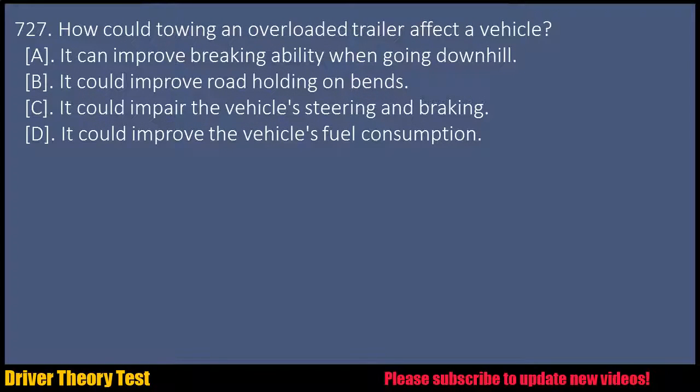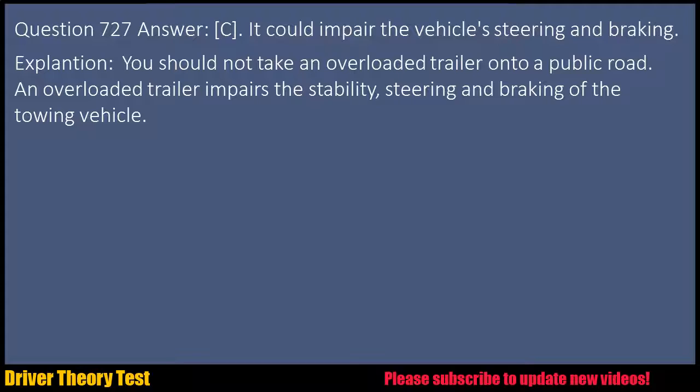Question 727. How could towing an overloaded trailer affect a vehicle? A. It can improve braking ability when going downhill. B. It could improve road holding on bends. C. It could impair the vehicle's steering and braking. D. It could improve the vehicle's fuel consumption. Question 727. Answer: C. It could impair the vehicle's steering and braking. Explanation: you should not take an overloaded trailer onto a public road. An overloaded trailer impairs the stability, steering and braking of the towing vehicle.